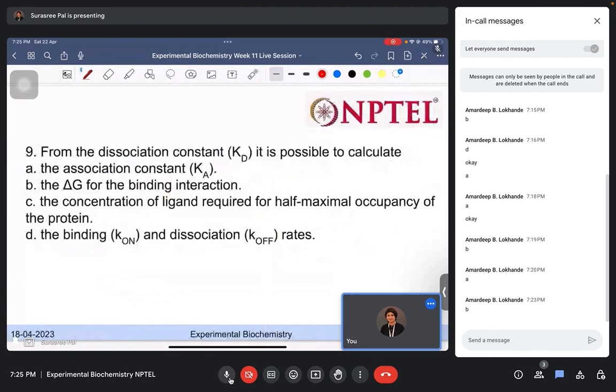Is that all right? Coming to the next question. What can we calculate from the Kd?